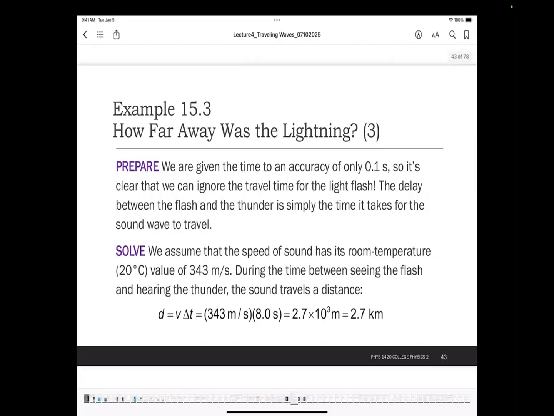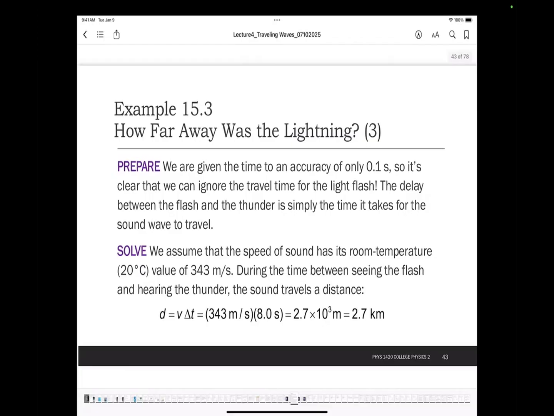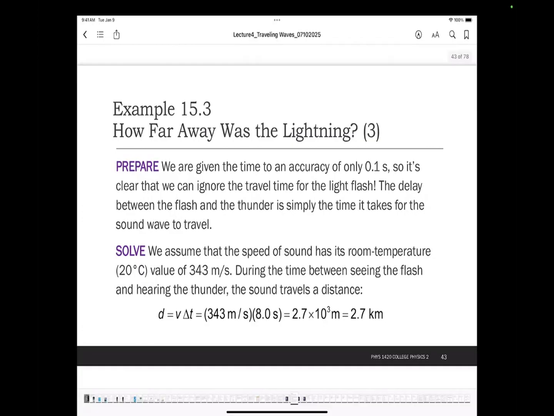The delay between the flash and the thunder is simply the time it takes for the sound wave to travel. We assume that the speed of sound is at room temperature, 20 degrees, with a value of 343 meters per second. During the time between seeing the flash and hearing the sound, the sound travels a distance. This is just what we talked about. It will be 2.7 kilometers. Does it make sense to you?